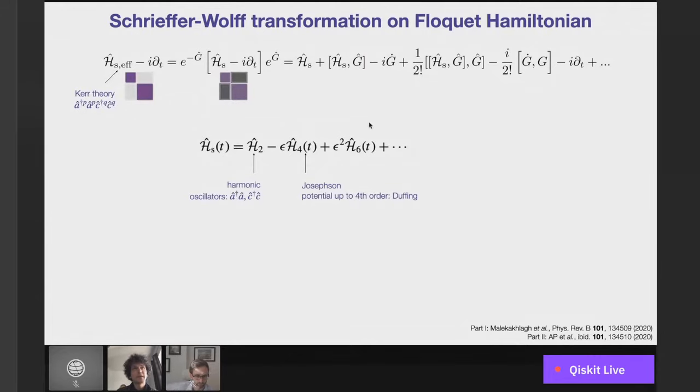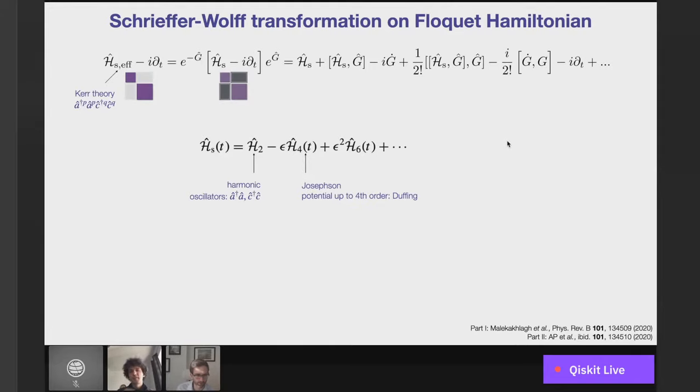So the system Hamiltonian was this quadratic part, which I showed you before. This is the uncoupled harmonic oscillators. Then, as I have suggested before, the coupling between these modes comes in the nonlinear terms. And there's a series which describes the nonlinear Josephson junction, with terms which are quartic and then of sixth order and so on and so forth. So a black box, yes?